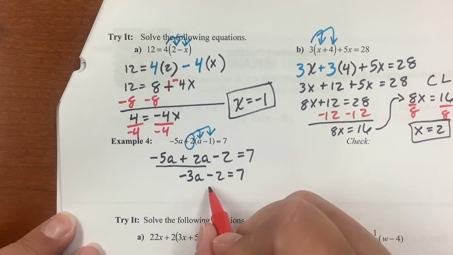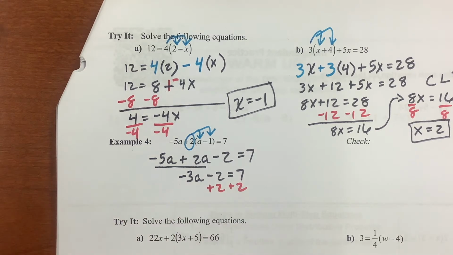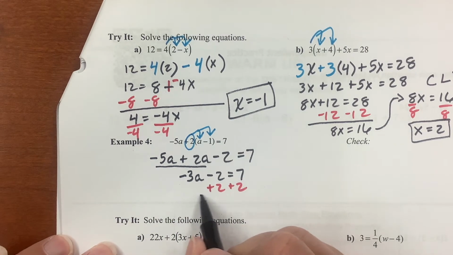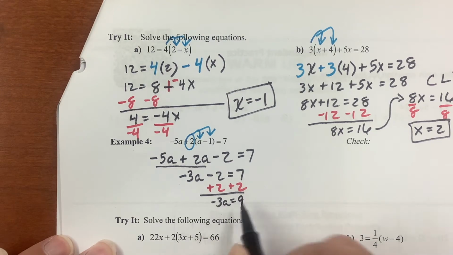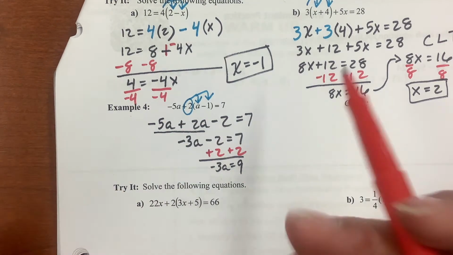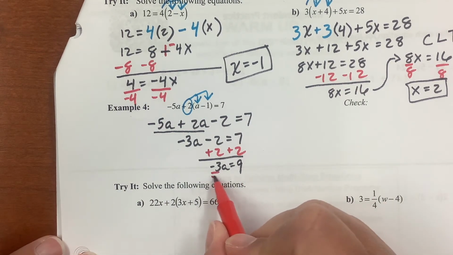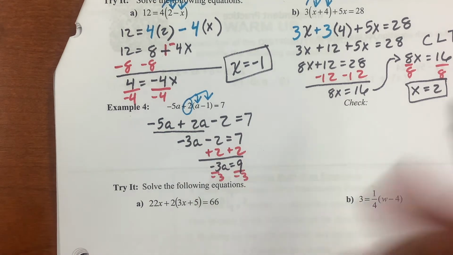Add 2 to both sides. Negative 3a equals 9. I'm writing really tiny again, aren't I? Divide by negative 3. Divide by negative 3, and you get a equals negative 3.